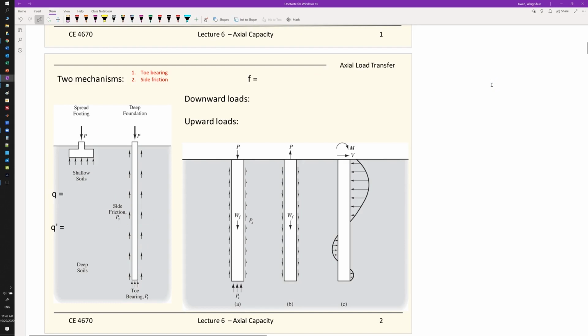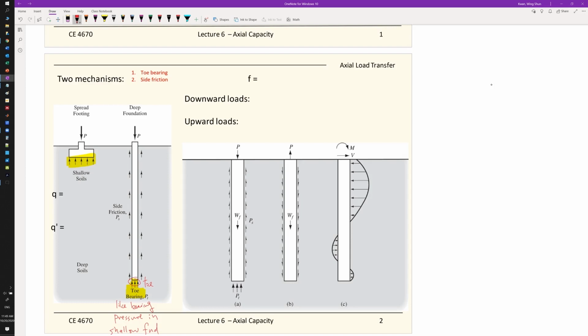And the toe here is the toe. So this one is the toe bearing, and this resistance that you have, this toe bearing, you can think of it as similar to the bearing capacity we learned in shallow foundations. And this is like the bearing pressure in shallow foundations.